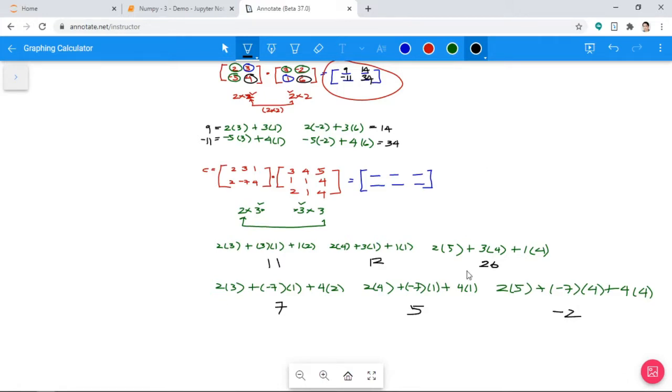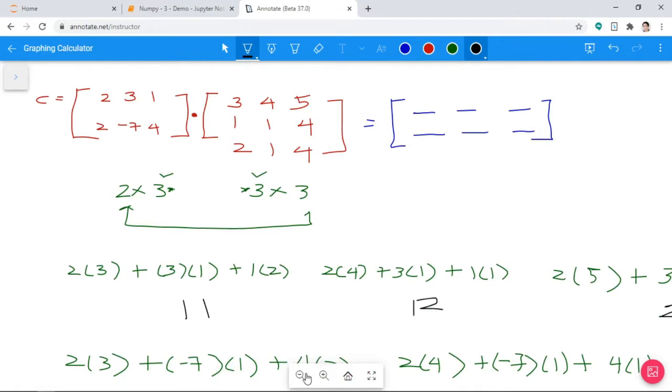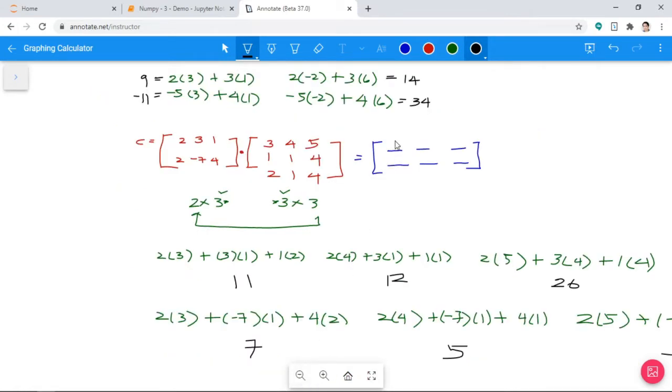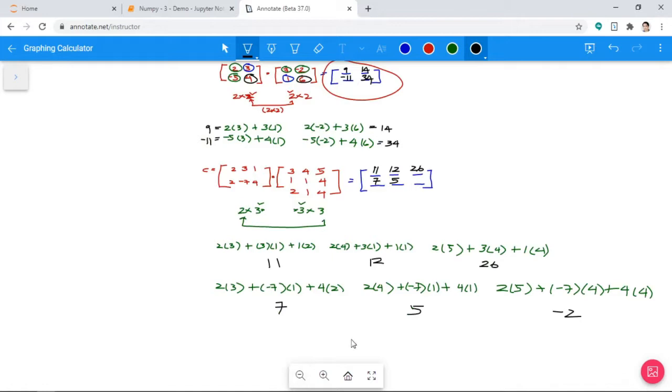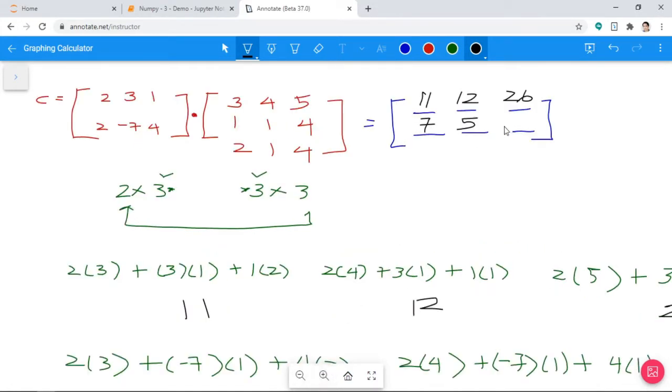So our answer, let me zoom this in again, will be 11, 12, 26, 7, 5, and negative 2. Let us execute this one in Python.